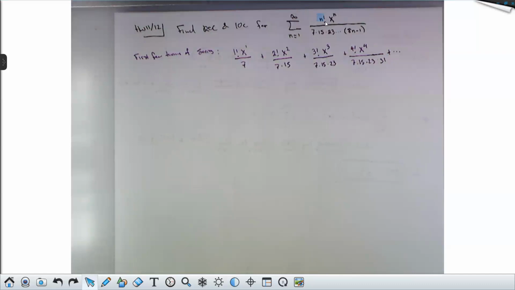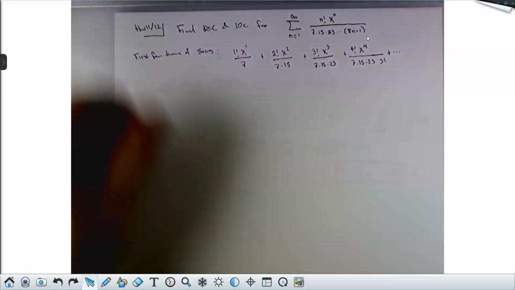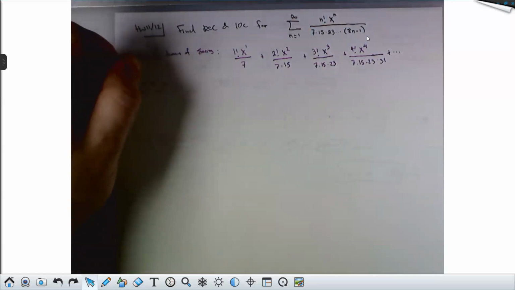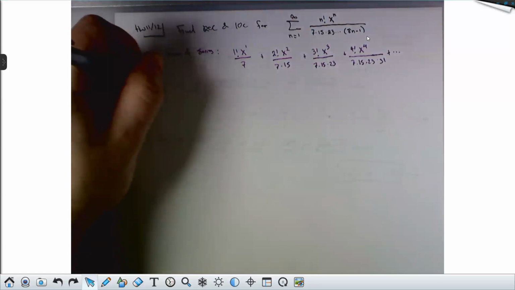Intuitively, what's going on here, there's an n factorial upstairs, and there's this weird factorial-like product downstairs, and those guys are fighting each other. The n factorial upstairs wants to make things big, which would hurt the convergence of the series. The factorial-like product in the denominator wants to make things small, which will help the convergence of the series. As always, I'll run the ratio test.